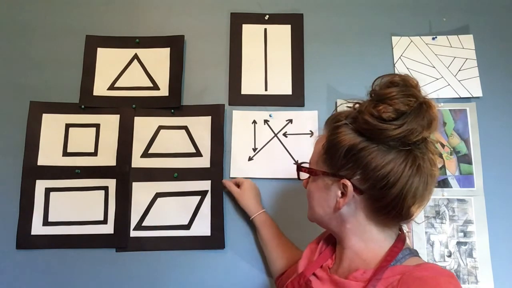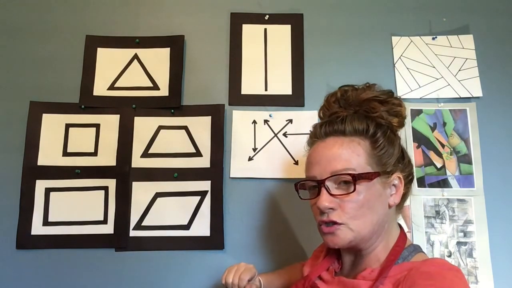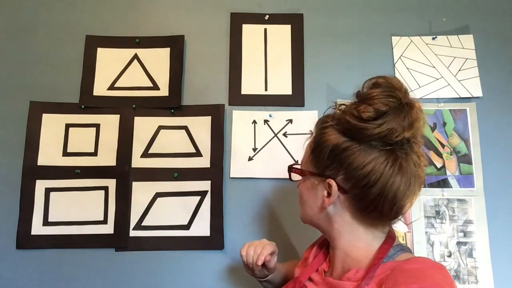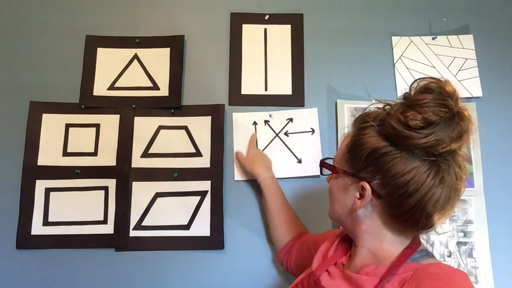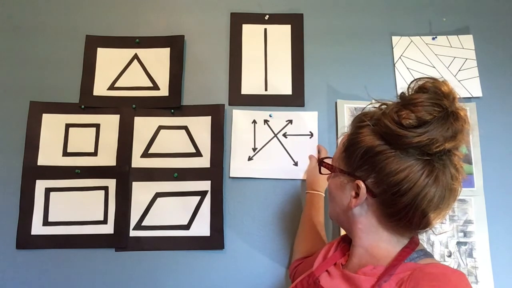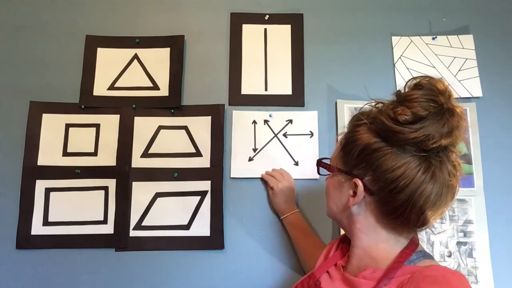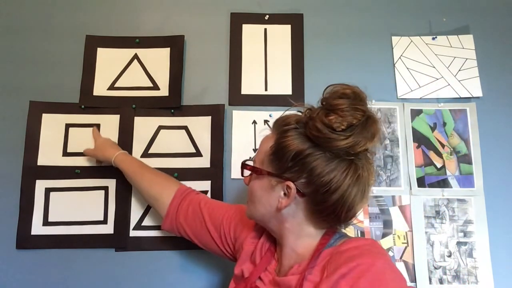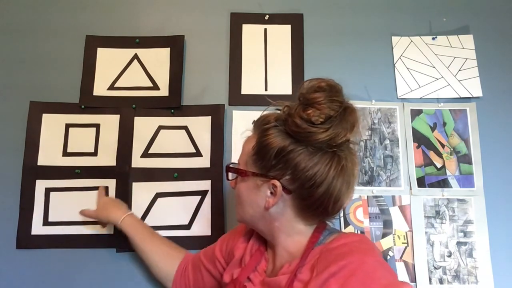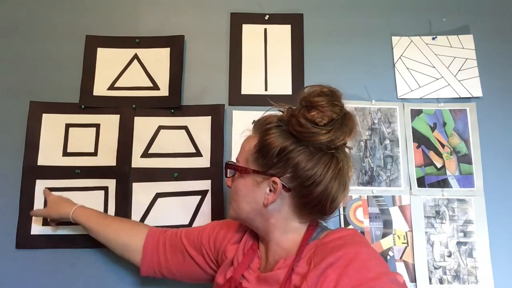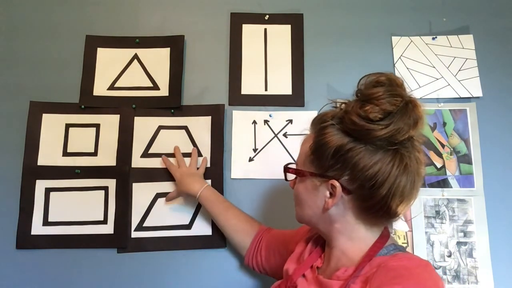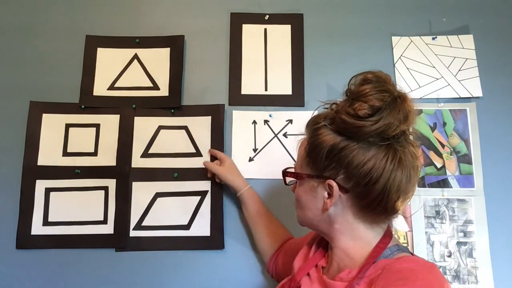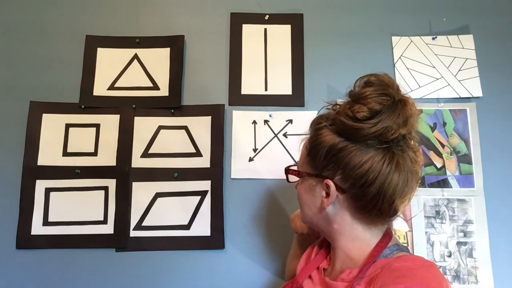The square and the rectangle are made up of lines that go in 2 different directions. And what are they? Very good. They're made with lines that go up and down and side to side. And we call these vertical. And then these are called what? Horizontal. Very good. Now, let's look at these two. The trapezoid and the rhombus.